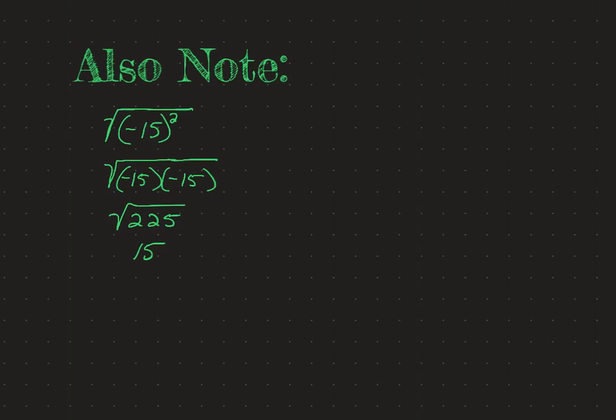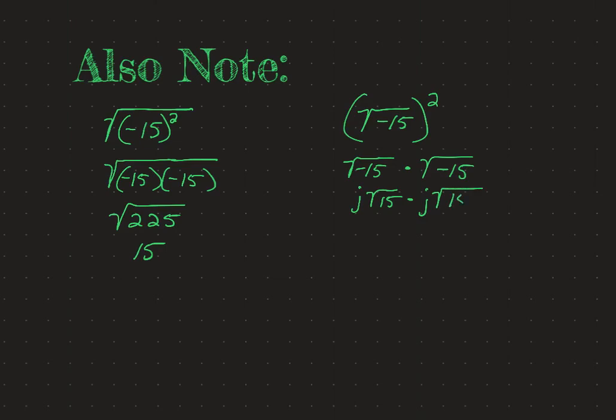However, if you have this where it is clearly squared outside of the radical, that is saying it's the square root of negative 15 times the square root of negative 15. So this you must evaluate first. Each of the negative radicals, and then multiply.